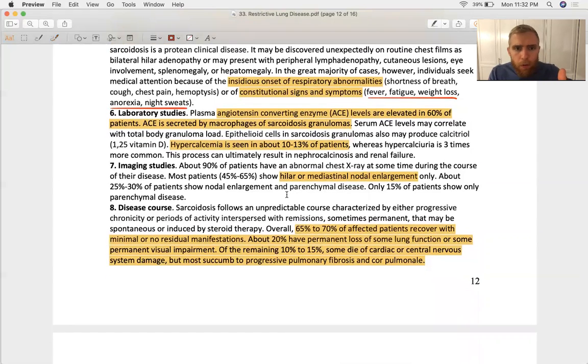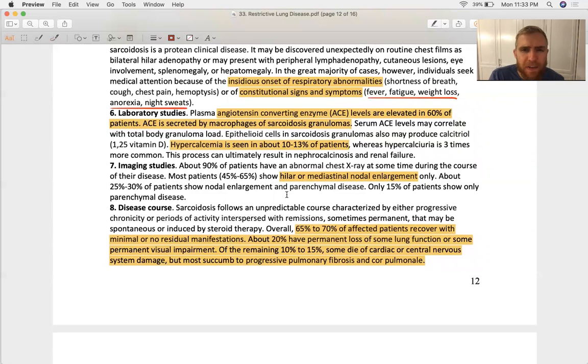If you look at their blood, you could see high angiotensin converting enzyme, and you could see hypercalcemia due to active vitamin D. Remember, vitamin D is made in the skin, and then you send it to the liver, and then it gets hydroxylated, and it becomes the 25-hydroxy vitamin D. Then you send it to the kidneys, and it gets hydroxylated again to 1,25-dihydroxy calcitriol, and that's your active vitamin D.